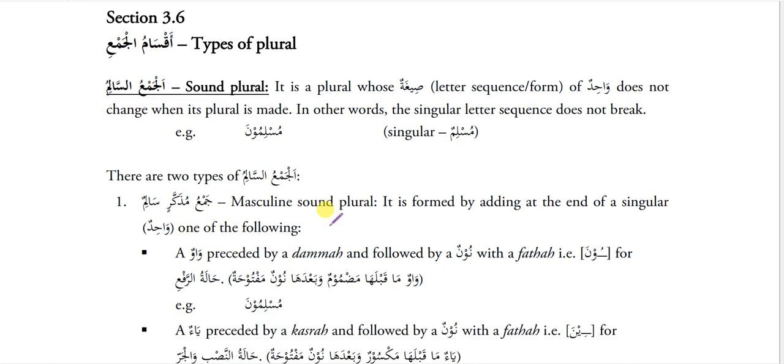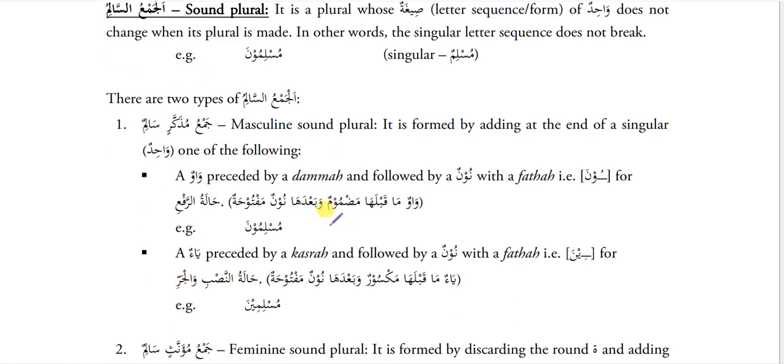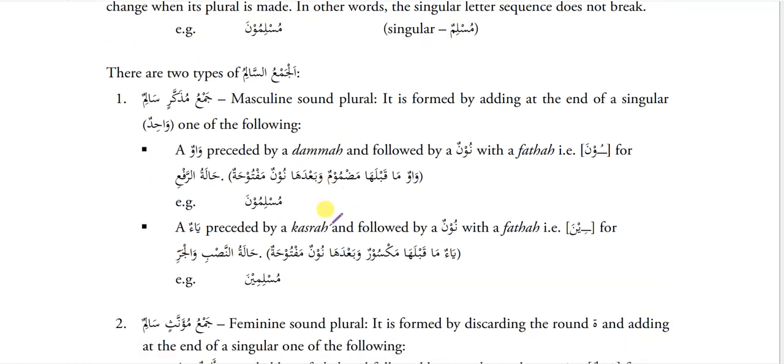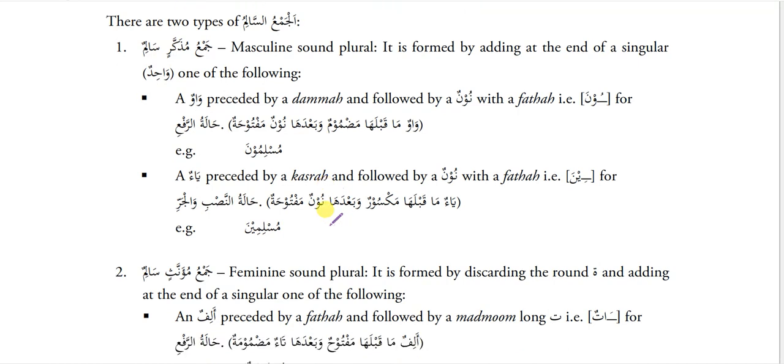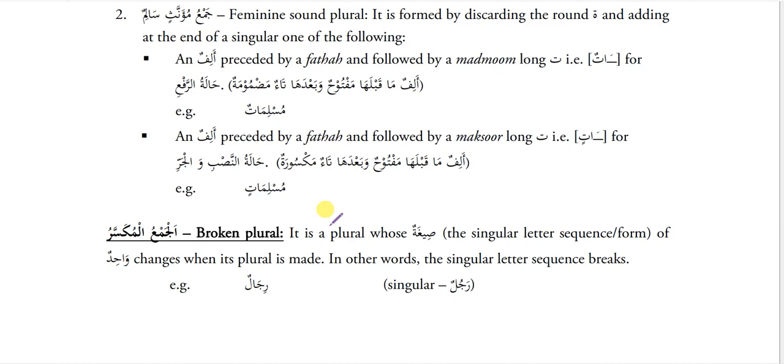Then we have aqsamul jama, types of plural. One is jama salim, a sound plural. It is a plural word whose sega, letter sequence form wahid, does not change when its plural is made. In other words, the singular letter sequence does not break. Like from Muslim it becomes Muslimuna. There are two types of jama salim. One is jama muzakkar salim, which is formed by adding wawnun or yanun in halat rafi and nasbi, and then we have jama muannas salim, which is formed by adding alif ta with pesh in halat rafi and alif ta with zair in halat nasbi and jarri, like muslimatun, muslimatin, muslimatin.